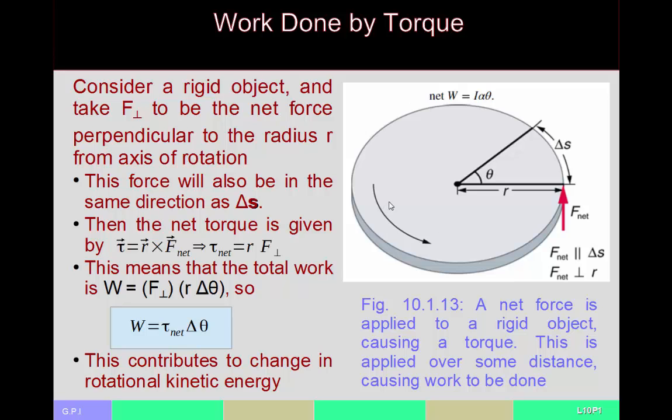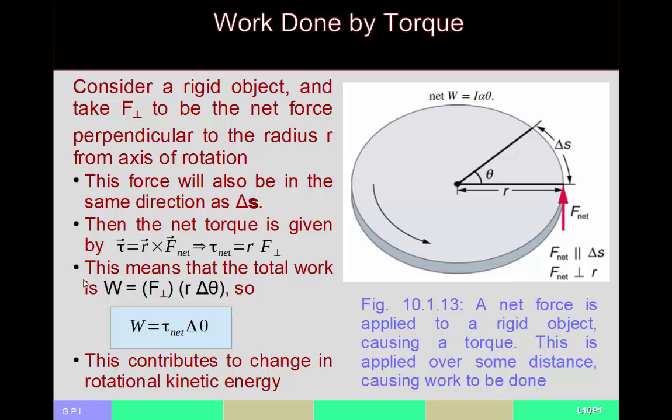So let's consider this rigid object, and let's consider this force. It's going to have to be in the same direction as delta s. So for example, if you have the child pushing the merry-go-round, they're running around this merry-go-round, and basically they follow this curve delta s, and assuming that they just continually push straight ahead as they follow this curve, then the direction of this force is going to also be changing as they pass around the curve.